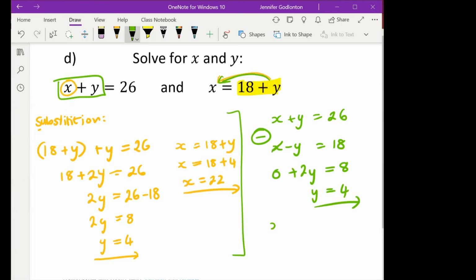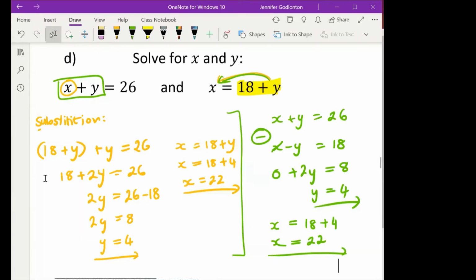Substitute it back into the equation. x is equal to 18 plus 4, which means x is equal to 22. Okay, elimination is green, substitution is yellow. Depending on which method you did, you should get to the exact same answers. And I'm hoping that we are getting slowly stronger at this.